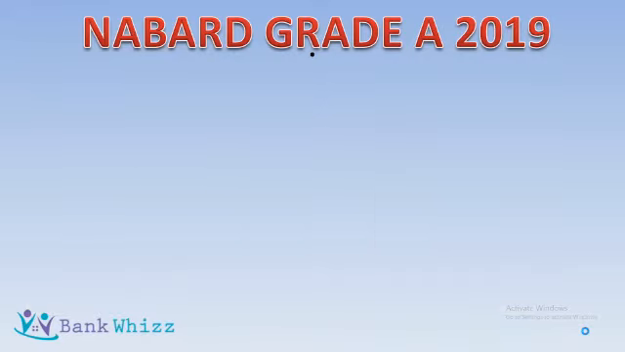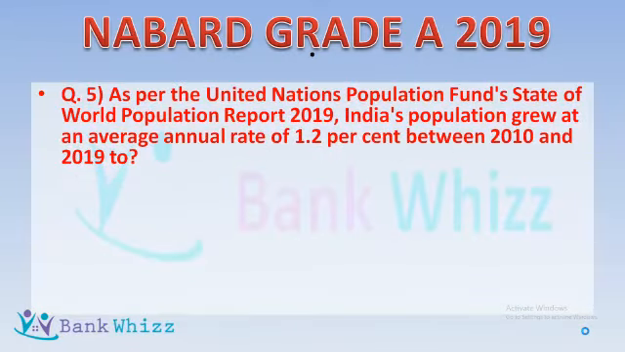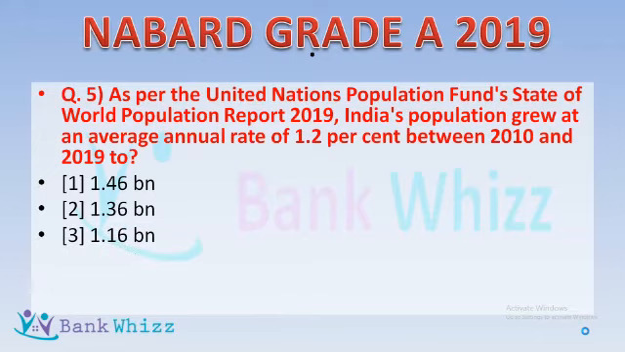Now, let's switch to the question number 5. The question is, as per the United Nations Population Fund's State of World Population Report 2019, India's population grew at an average annual rate of 1.2% between 2010 and 2019 to 1.46 billion or 1.36 billion or 1.16 billion or 1.24 billion or 1.01 billion.